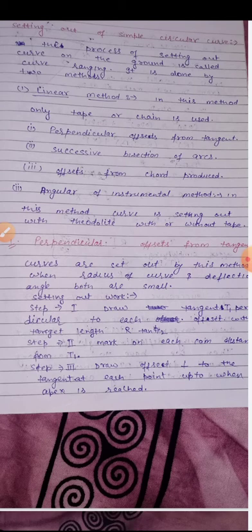Setting out work steps. Step 1, draw tangent T1, with offsets perpendicular to each other, each offset with tangent length R tan phi by 2. Then mark on each 10 meter distance from T1. Third step, draw offsets perpendicular from the tangent at each point until the apex is reached.